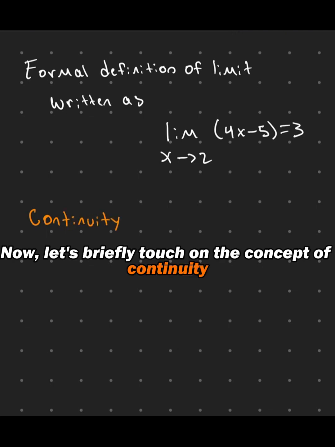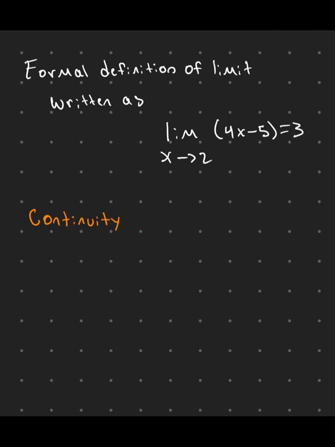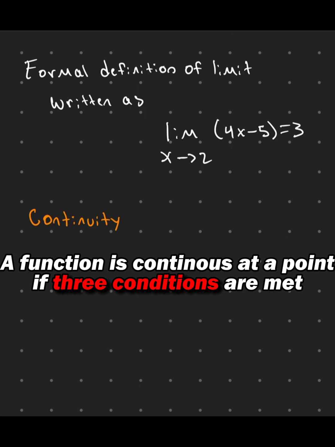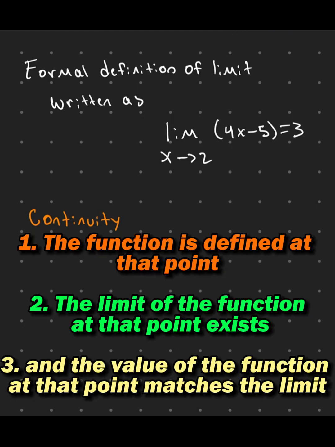Now, let's briefly touch on the concept of continuity. A function is continuous at a point if three conditions are met. 1. The function is defined at that point. 2. The limit of the function at that point exists. 3. And the value of the function at that point matches the limit.